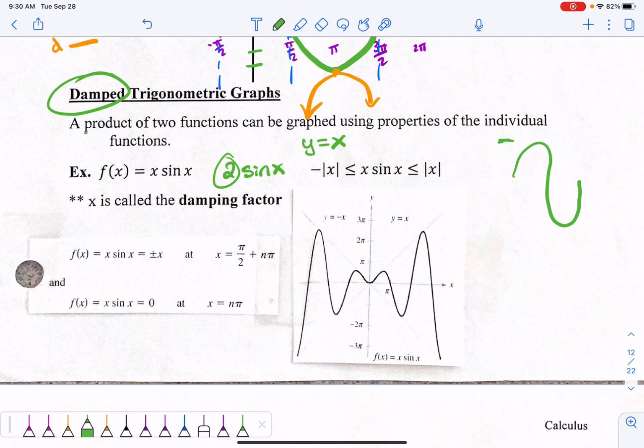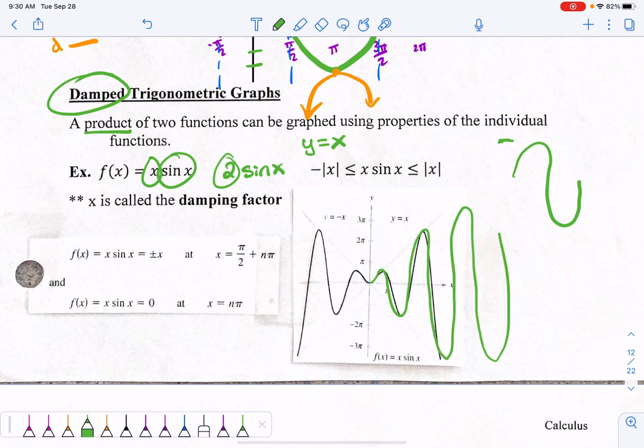It says the product of two functions. So we have x and we have sine of x. Those are my two things that I'm multiplying together. But the x is going to change the amplitude so that it's increasing and bounded around these y equals x functions. I don't do a whole lot with damped functions, but I think you do have one on your homework assignment that looks like that.